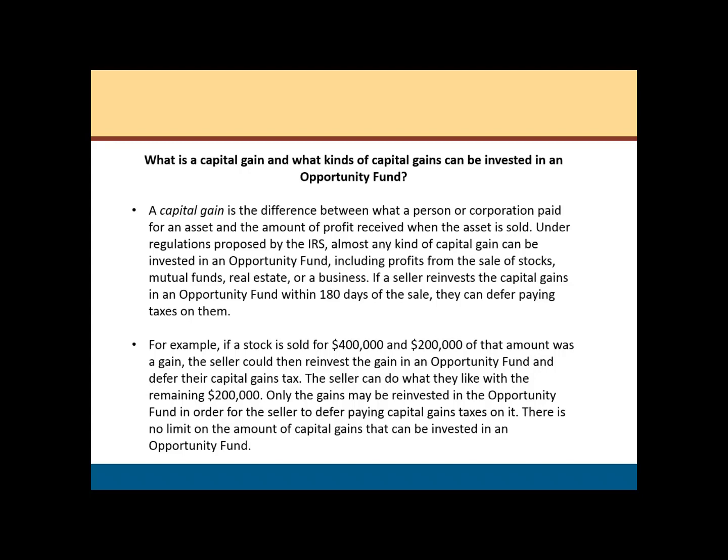So for a basic example, if a stock or business or real estate is sold for $400,000 and $200,000 of that was a gain to the seller, that $200,000 can be invested in an opportunity fund. And there are no limits to that. I use this as an example, but if it was a $1 million capital gain, $1 million could be invested. And the fund itself can hold much more than that. This is just from one investor, so it has to be a capital gain.